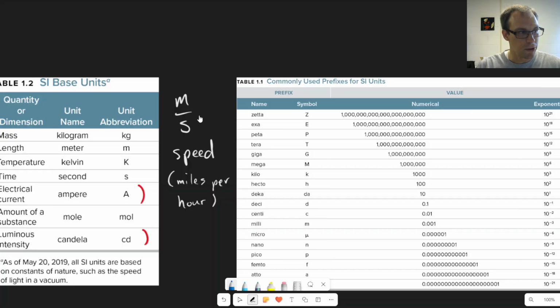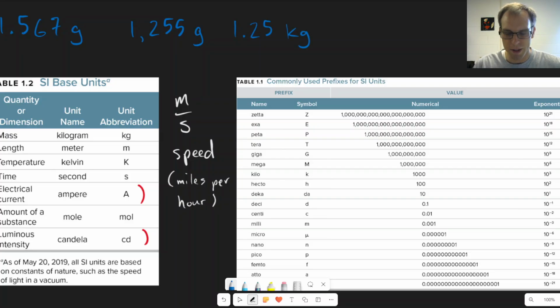So let's say I do a measurement, 0.67 grams. We'll stick with grams. But in that one, grams makes perfect sense. But what if I measured something that was 1,255 grams? That's not too bad, but it might be easier to say, well, I measured something that's 1.25 kilograms.